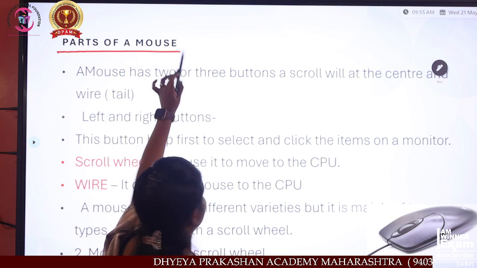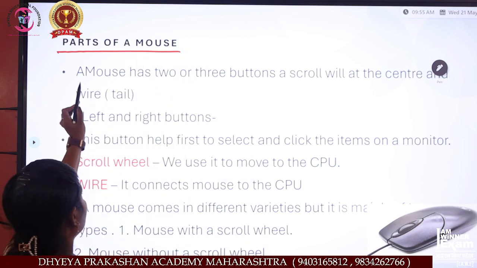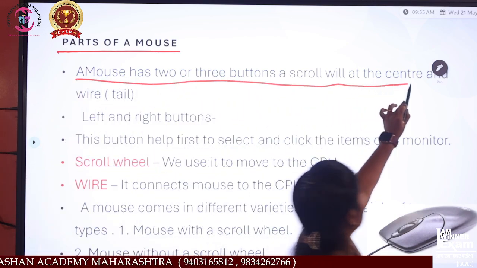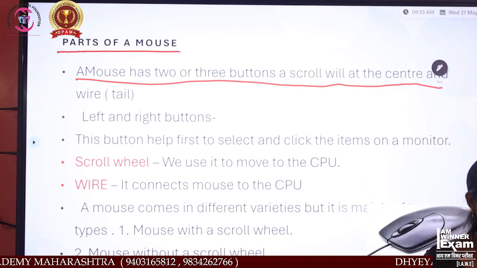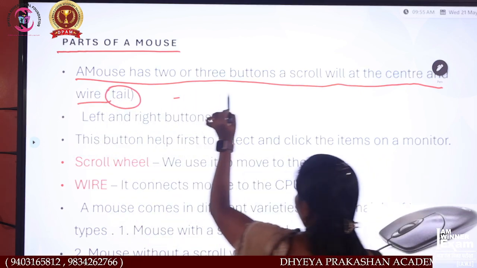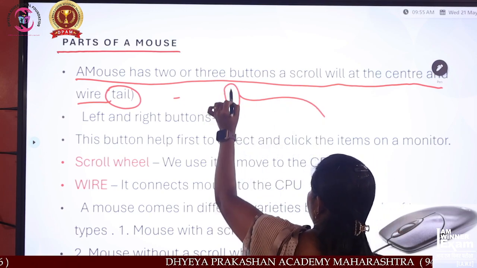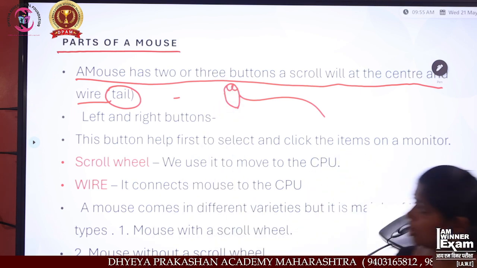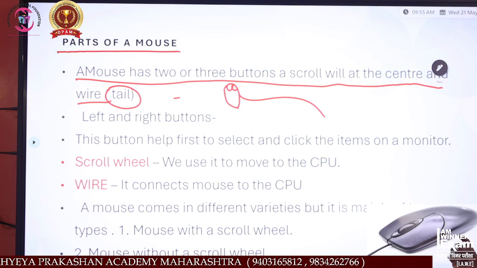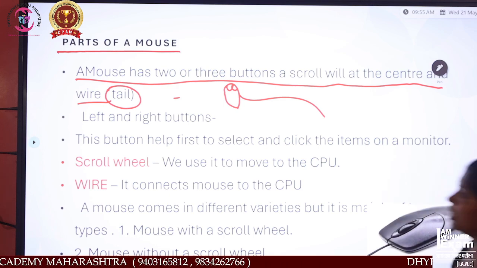Parts of a mouse. A mouse has 2 or 3 buttons and a scroll wheel at the center. The wire is called the tail.